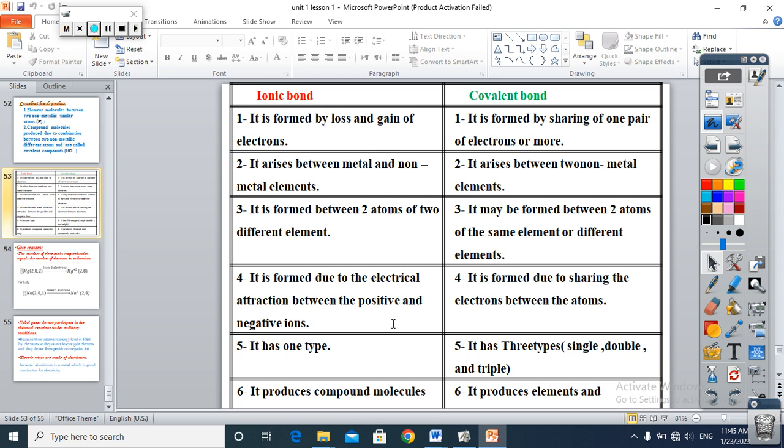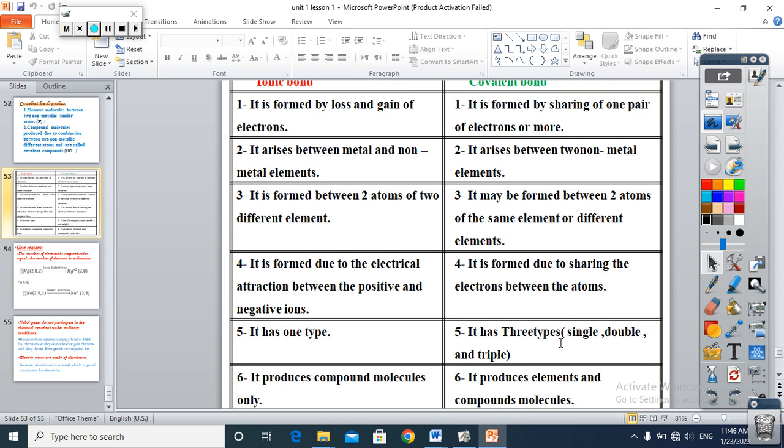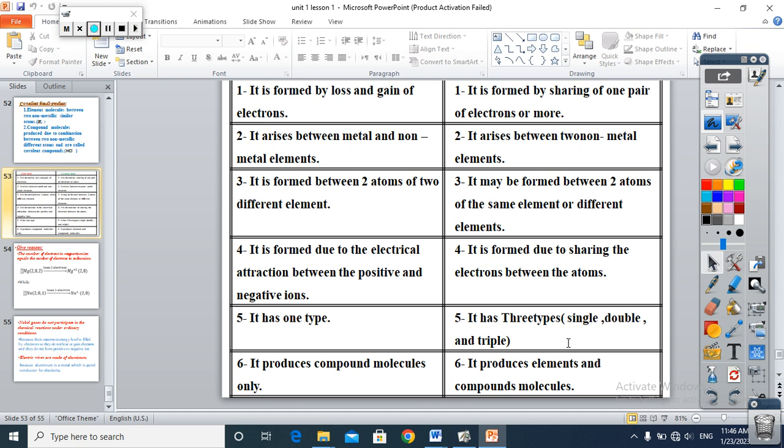Ionic has one type. Covalent has 3 types: single, double, triple. Ionic produces compound molecules. Covalent produces element and compound molecules.